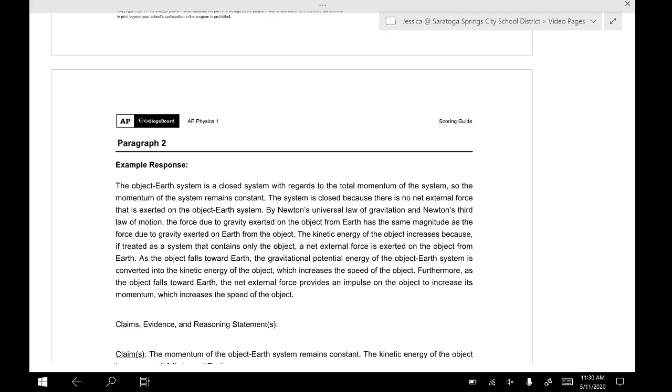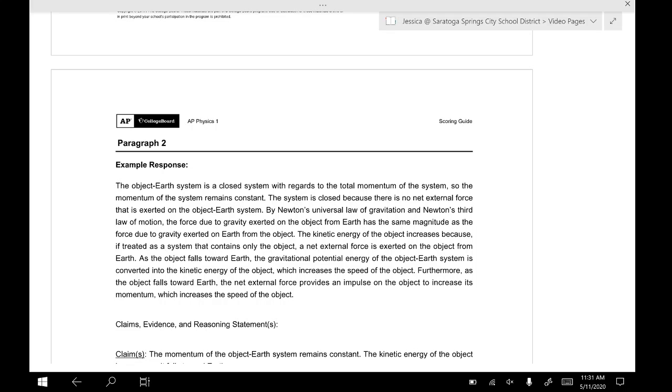Okay. So then they said the kinetic energy of the object increases because if treated as the system that contains only one object, the external force is exerted on the object from the Earth. As the object falls towards the Earth, the gravitational potential energy of the object Earth system is converted to kinetic energy, which increases the speed. Furthermore, as the object falls towards the Earth, the external force provides increasing momentum, which increases the speed.